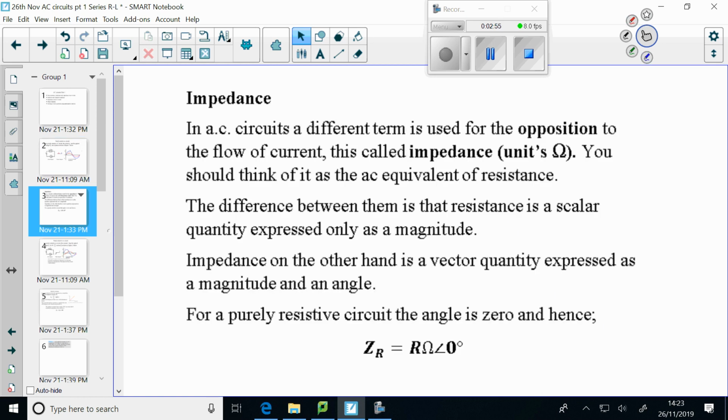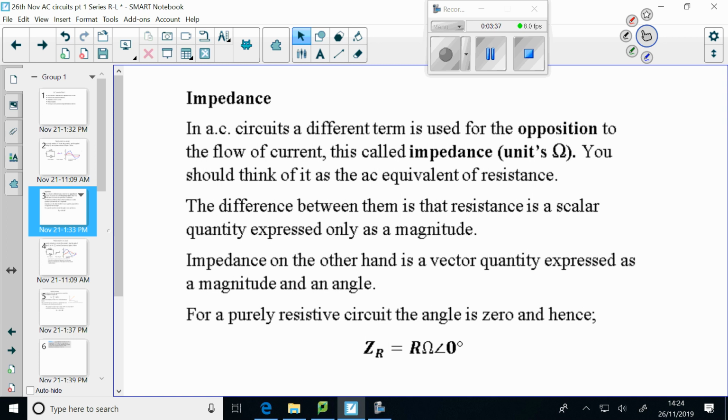Now, before we go any further, we need to consider a slightly different term for the opposition to current flow than we would if we were talking about DC circuits. In AC circuits, we use a different term for the opposition to current flow. That's called impedance. It's got the symbol Z as opposed to R, but it's still measured in ohms. So you can think of the impedance as being the equivalent of resistance in AC, and it can be used in Ohm's law and all the other formulae. In place of resistance, we can use impedance.